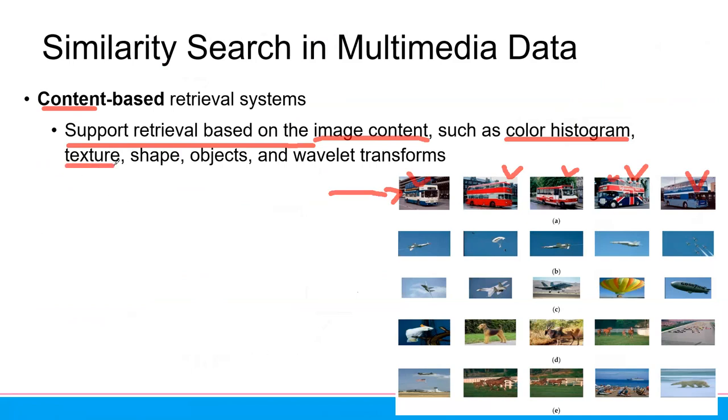Texture. Texture is about the line or something related to the pattern. Maybe a line like this one, or the vertical line, or the diagonal line, or maybe a wave line, and so on. Shape. You know that this bus has a shape like a rectangle. This is also a rectangle. So if you can figure out this kind of shape, I can say that this content shows a bus.